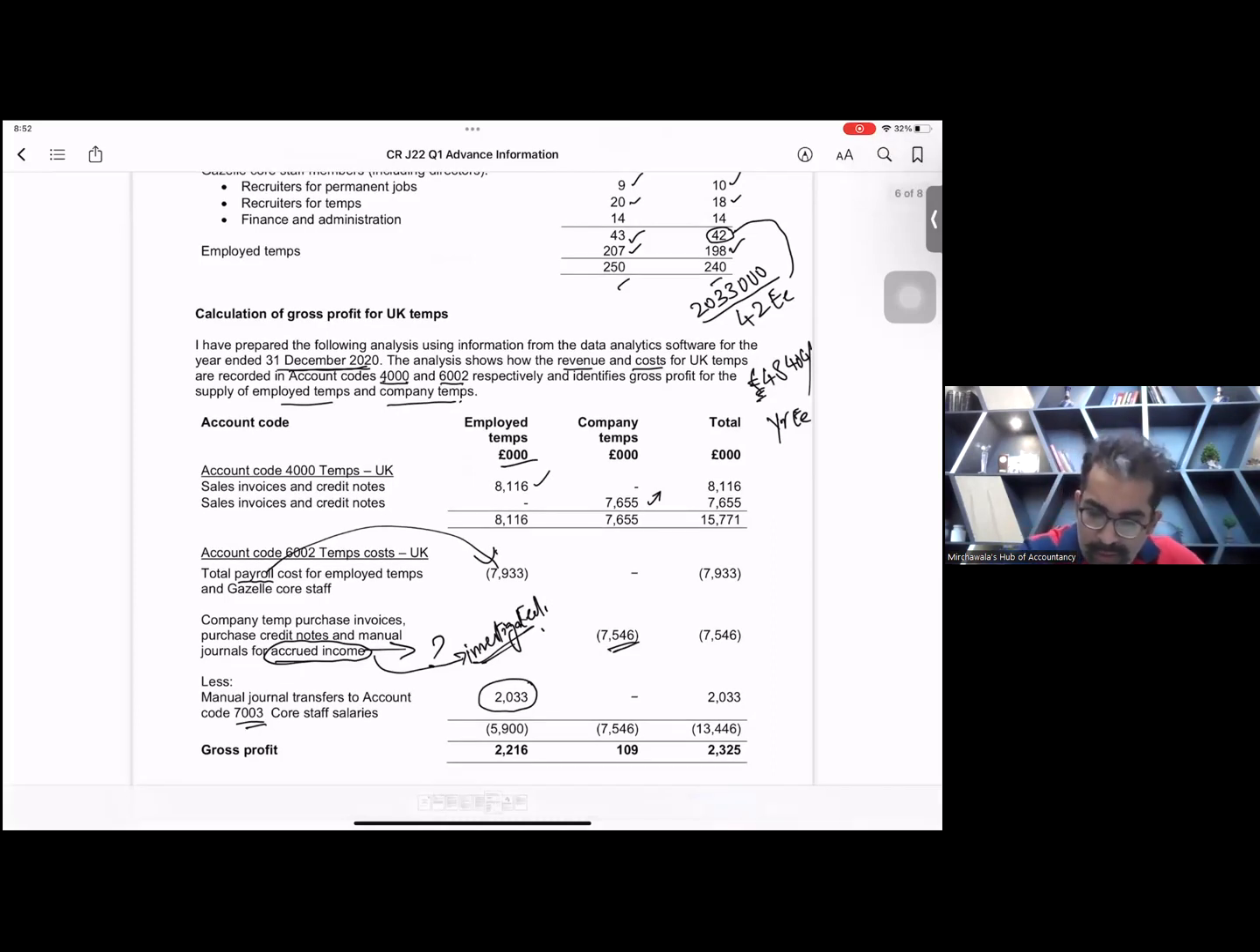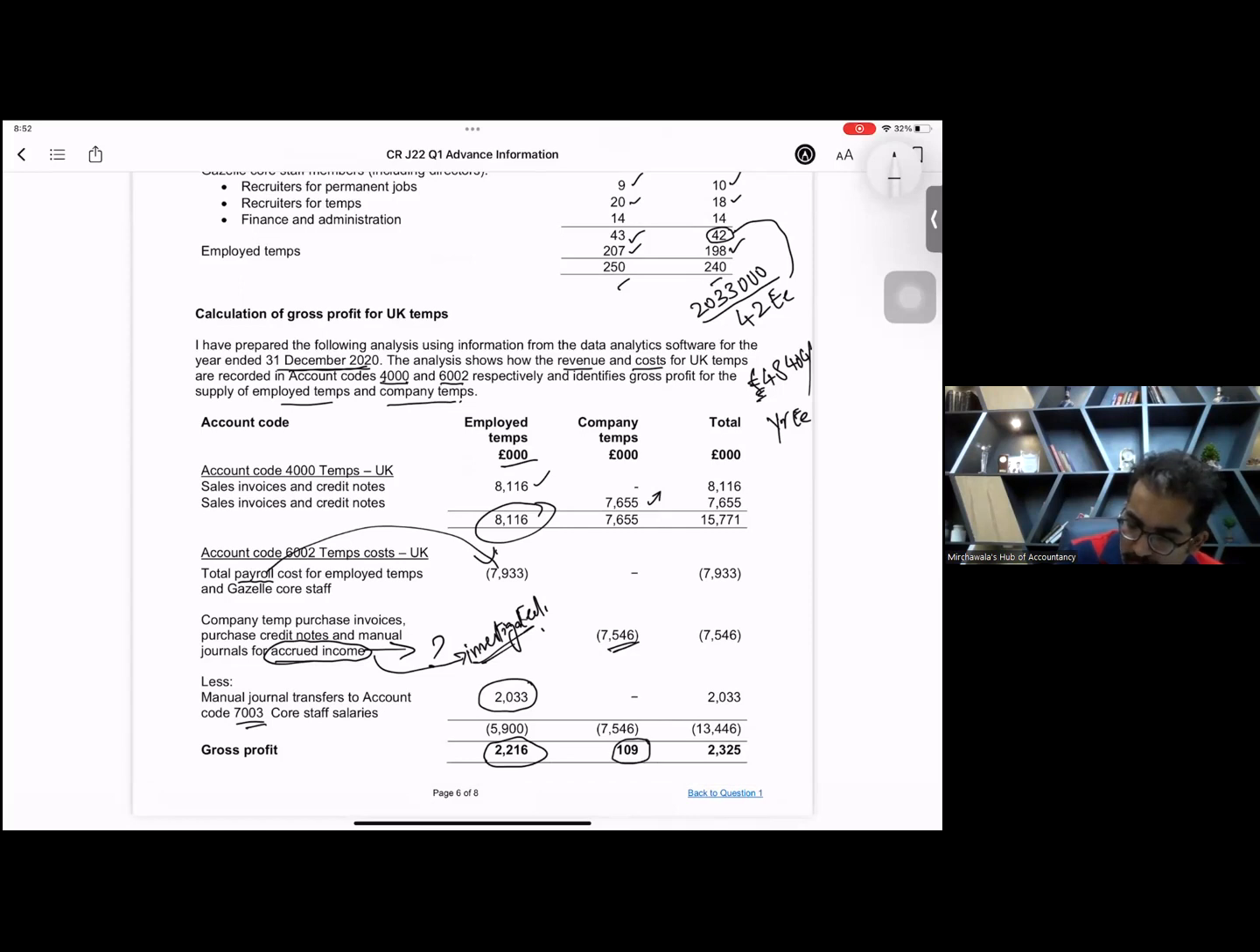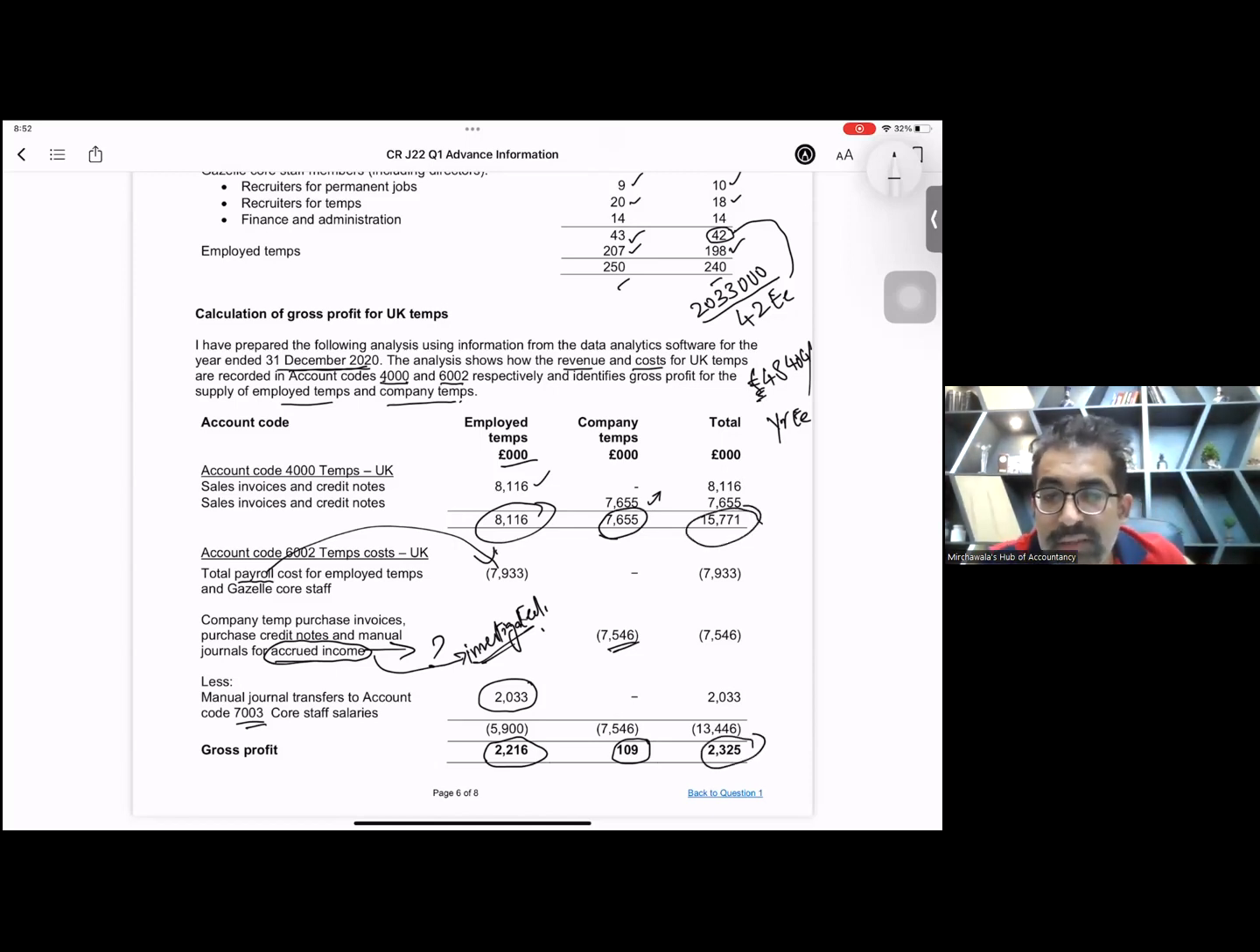Now, one more thing you can do here, you can calculate the GP margins. For employed temps, this is your gross profit and this is your sales, so GP upon sales times 100, you can calculate it. Again, this is for your company temps: GP divided by sales times 100. And then finally, you can calculate the total as well.